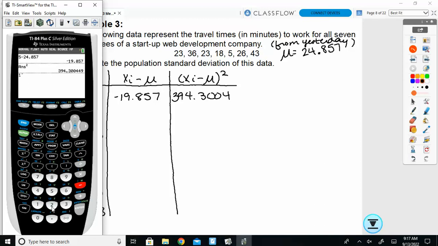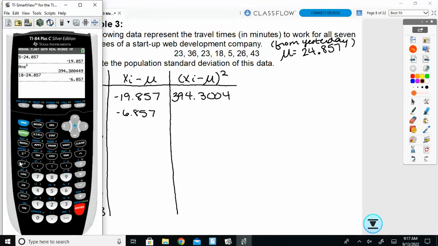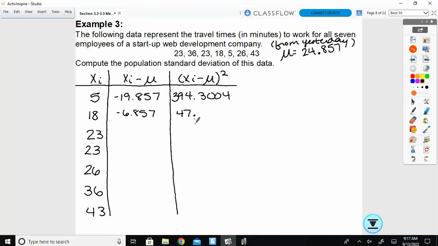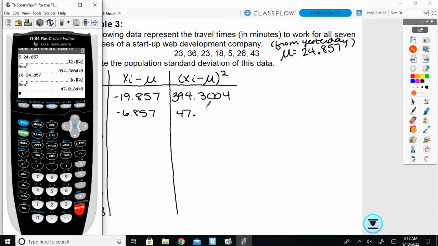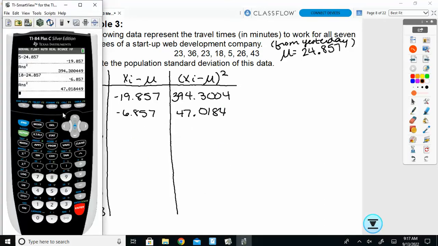Okay, so next point was 18. So 18 minus the 24.857, get negative 6.857. Then we square that. You get 47.0184. Does everybody see where I'm getting these numbers? So the calculation itself isn't complicated, it's just time consuming.